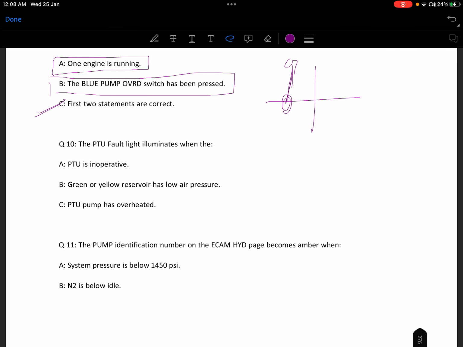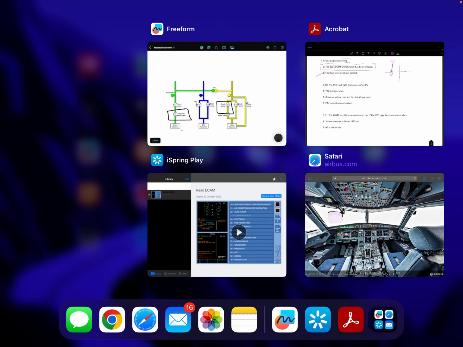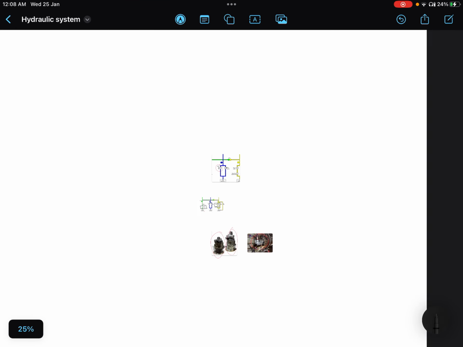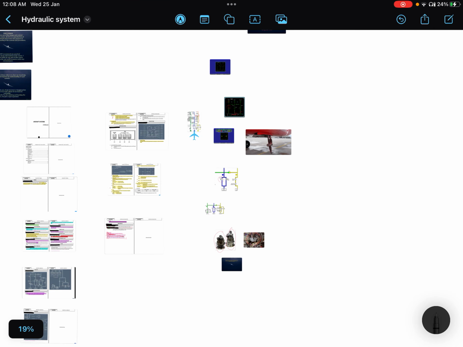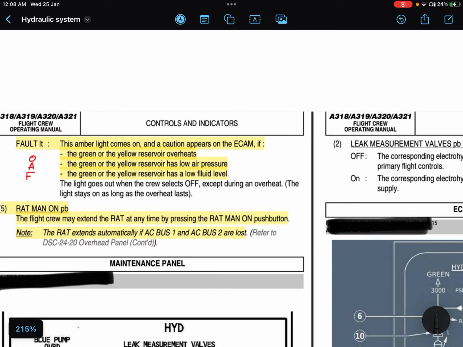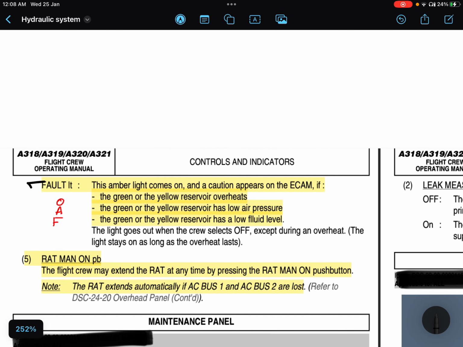The PTU fault light will illuminate when there are three conditions. Should I go to the FCOM? Here is the FCOM. These are the reasons for the PTU fault light.